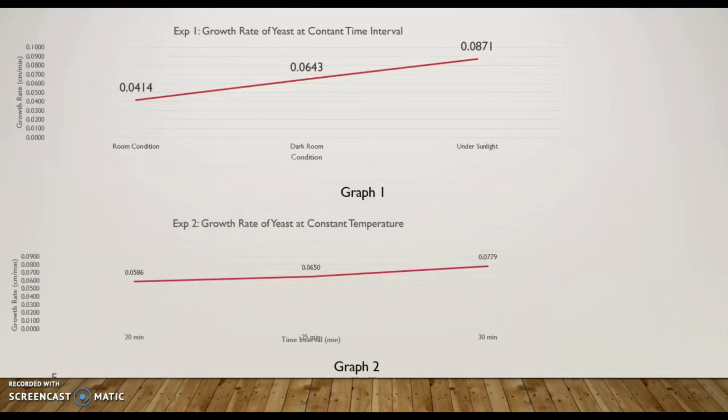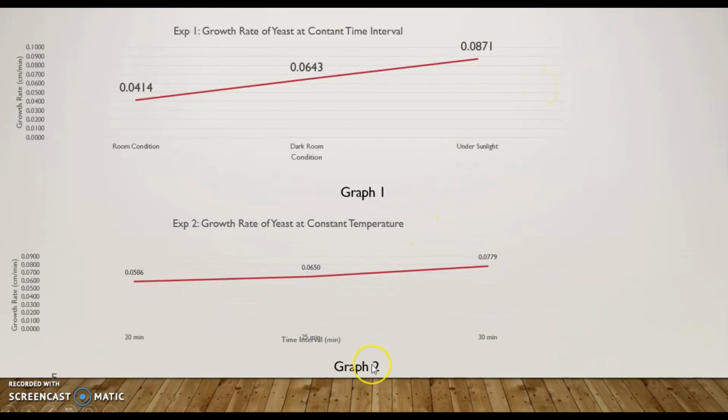Okay. As for this graph, this is for both experiments. For graph 1, for experiment 1, this is the calculated growth rate. So we also can see here that under sunlight, the growth rate is the highest, and at room condition, the growth rate is the lowest. This is calculated with the data and time interval that we set before.